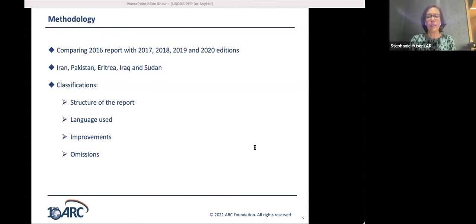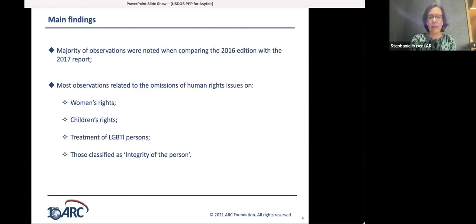We then investigated whether such changes were actually reflective of the reported situation on the ground as documented by other publicly available English language sources. We focused on the top 5 nationalities of asylum seekers in the UK over the past few years. These were Eritrea, Iran, Iraq, Pakistan, and Sudan. Our analysis revealed that the majority of observations relate to changes comparing the 2016 edition, produced under Obama, with the 2017 edition, the first one produced under the Trump State Department.